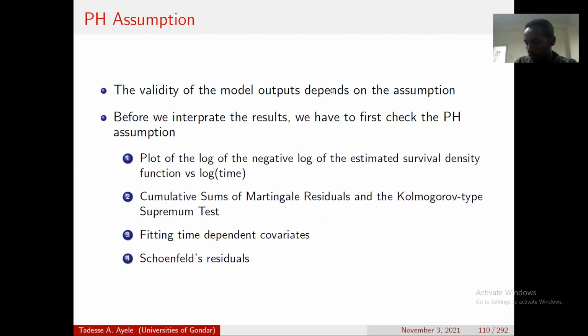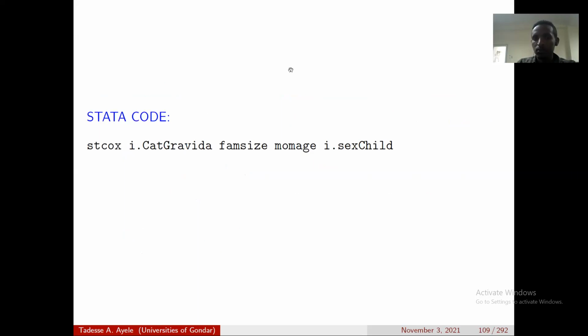All right. In fact, the model can be fitted using a formulation like stcox. Then you can list all the independent variables. You have to use i. for categorical variables, but you can leave them unspecified for the continuous ones. In this model, cat, gravida and sex were categorical. That's why we put i. Whereas family size and mom age are numeric, so we don't need to put i.